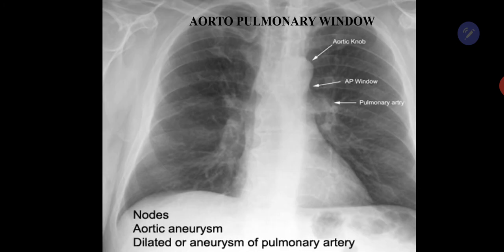Now about the aortopulmonary window, just like we discussed, this is aortic knob or knuckle. This is the aortopulmonary window between the aortic knob and the pulmonary artery.